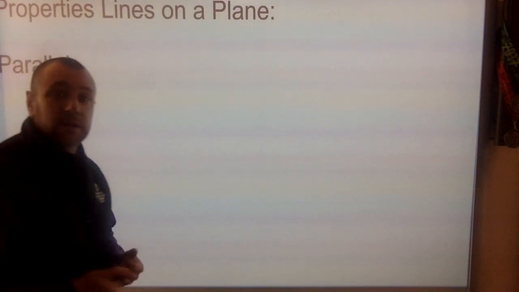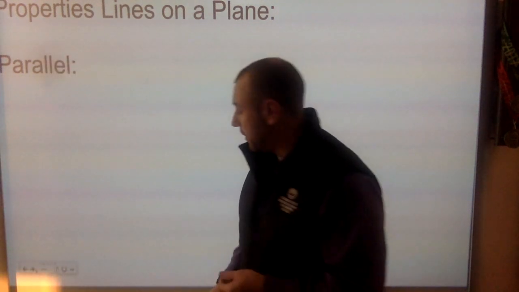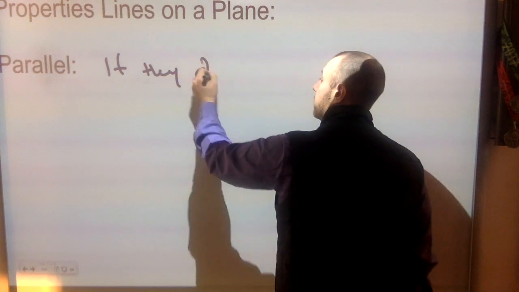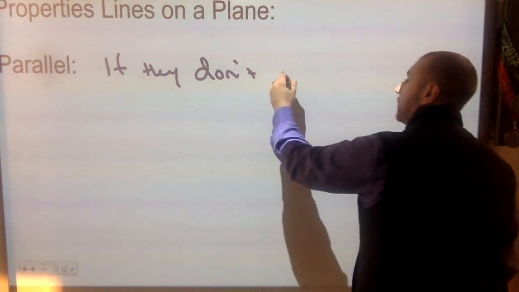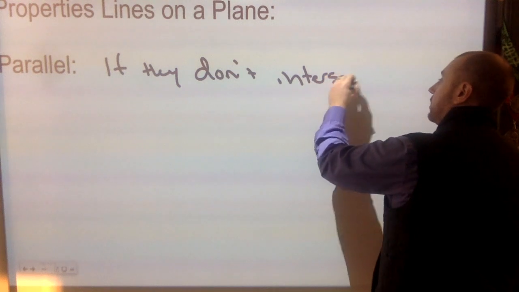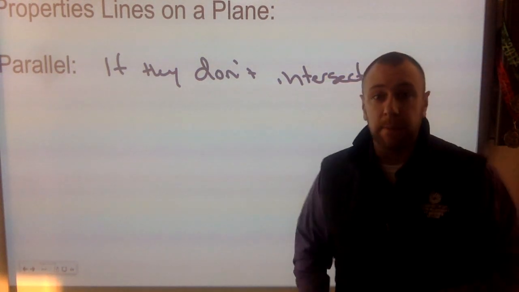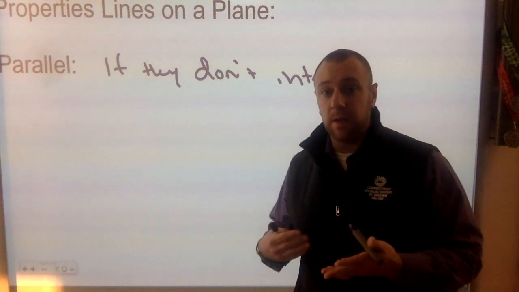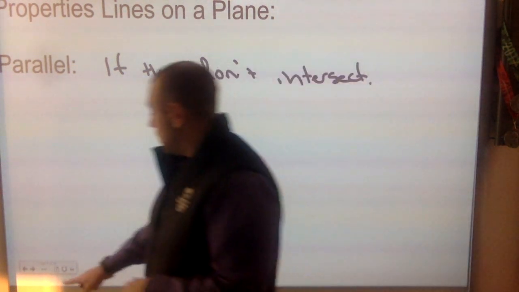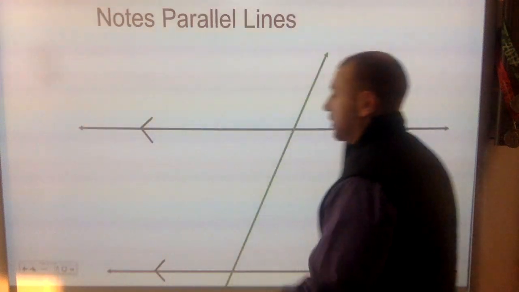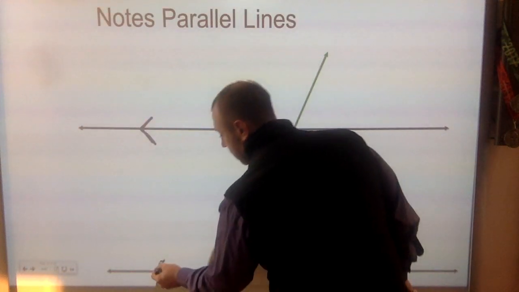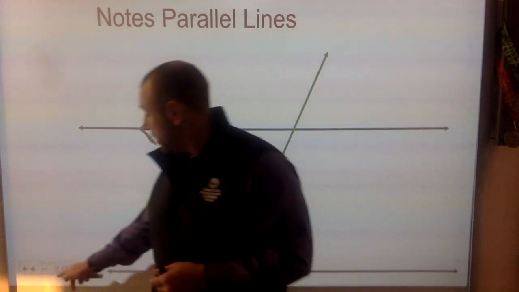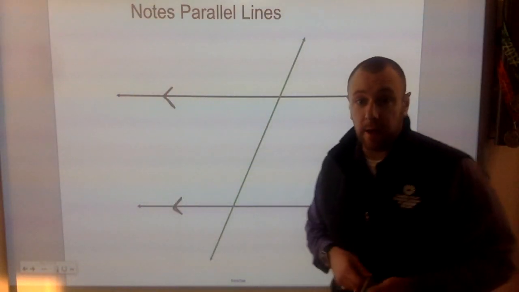So the first thing we need to define is parallel. Things can be parallel if they don't intersect. Okay, so planes can be parallel, lines can be parallel. We're namely talking about lines. So lines being parallel are denoted by these arrows. You always have to remember that you need those arrows on the line for them to be marked as parallel.